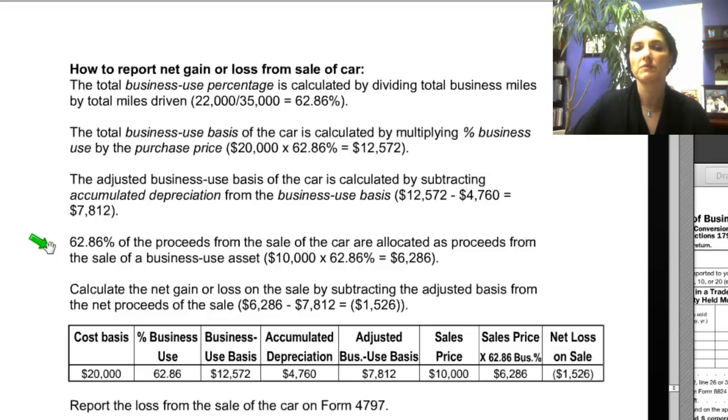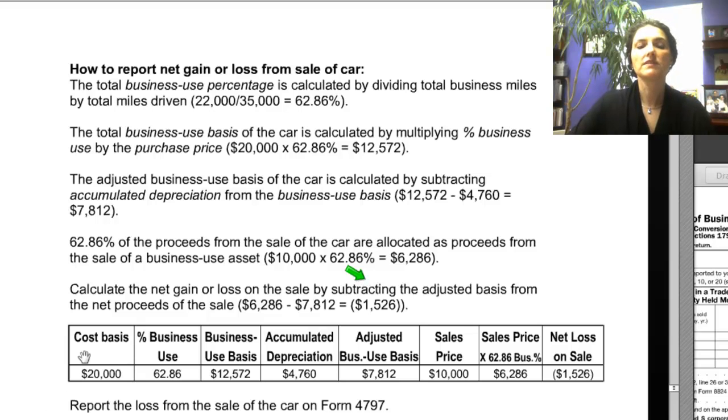62.86% of the proceeds from the sale of the car are allocated as proceeds from the sale of a business use asset. So we're going to take that $10,000 of sales price, multiply that by 62.86% business use, and we get $6,286 to be allocated towards the business proceeds from the sale of that car. So we calculate the net gain or loss on the sale by subtracting the adjusted basis from the net proceeds of the sale. The net proceeds of the sale are $6,286. Subtract out the adjusted basis in the business portion of the vehicle, and we actually have a loss on the sale.